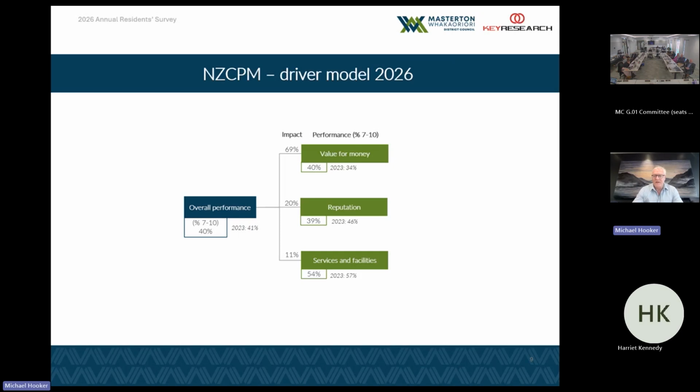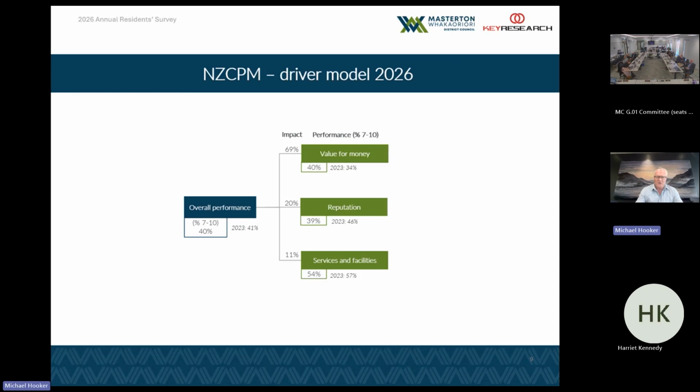And what sits in behind this model is a statistical analysis which determines the impact that each of these cornerstone attributes are having on overall performance. And you can see here that value for money right now has by far the largest influence or impact upon a resident's perception of overall performance of the council. Reputation is sitting at 20% and core services and facilities at 11%.